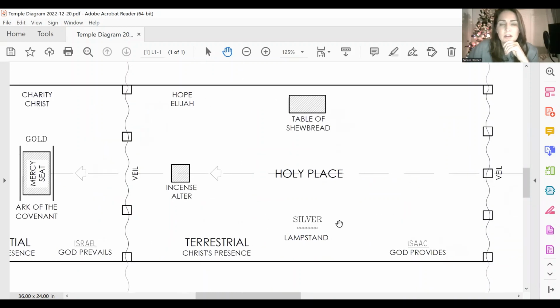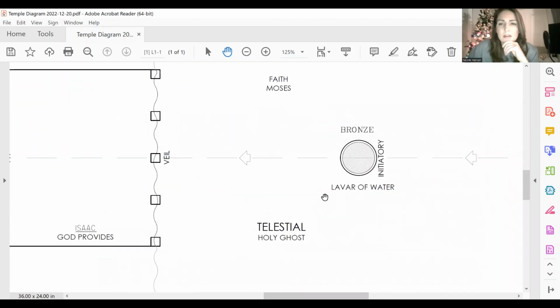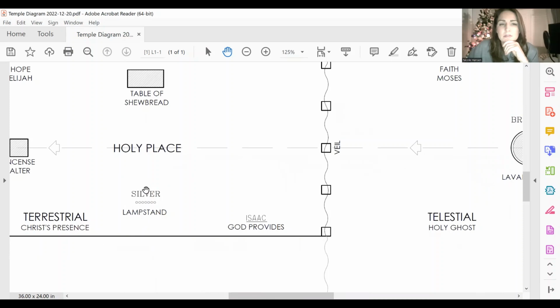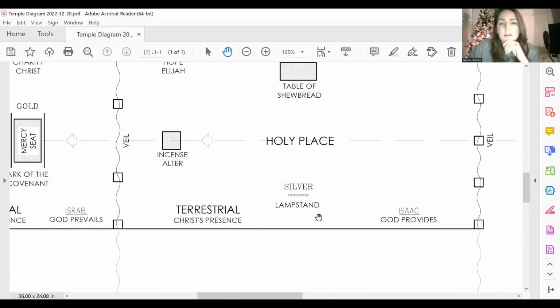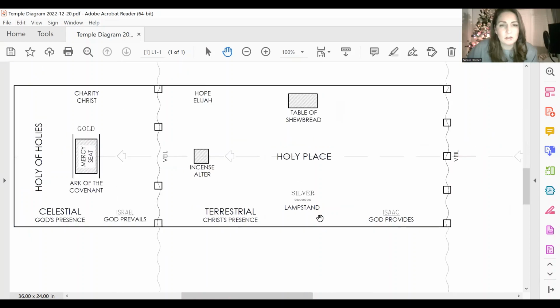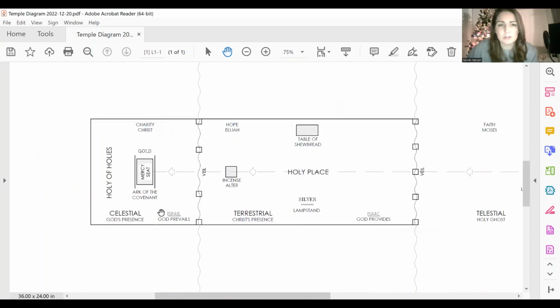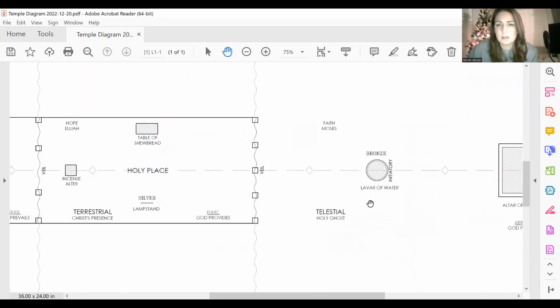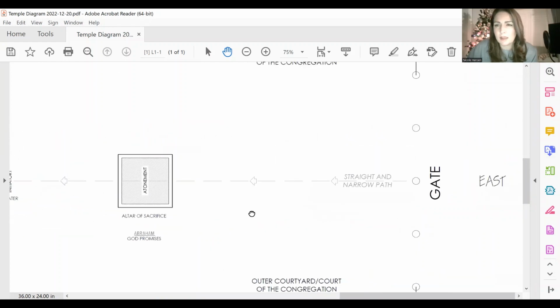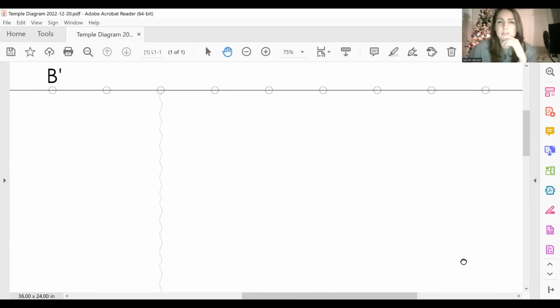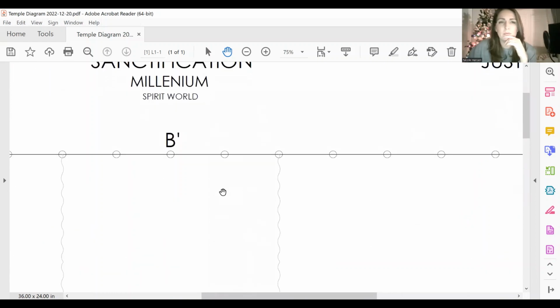So Elijah, Christ. We also have the laver of water was made of bronze, the lampstand was made of silver, and the Ark of the Covenant was made of gold. So bronze, silver, and gold. And what else am I missing here? Telestial, terrestrial, celestial. I think I've gone over everything. I'm not going to analyze this for you guys today. I'm just showing you, letting you go print it off.